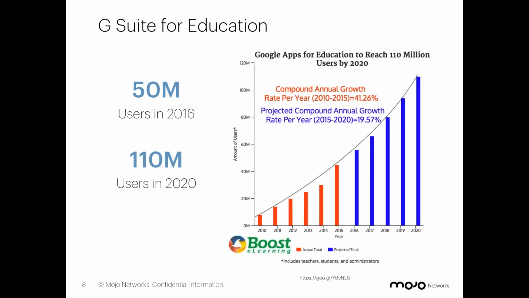So G Suite or Google Apps is increasing. It's been a real boon for the industry, and the adoption rate they expect to go up to over 100 million by 2020. So I think last year was 50 million. I think this year is over 50 million. I haven't seen the final statistics yet, but it grew more than it was expected this year. So it's really a powerful tool and being adopted because of the usefulness.